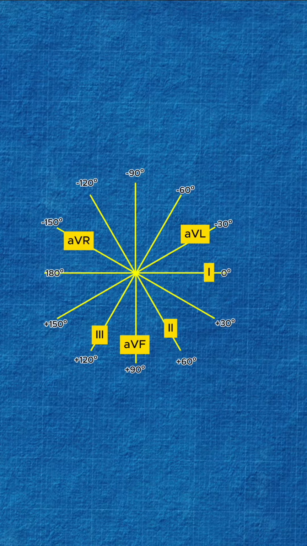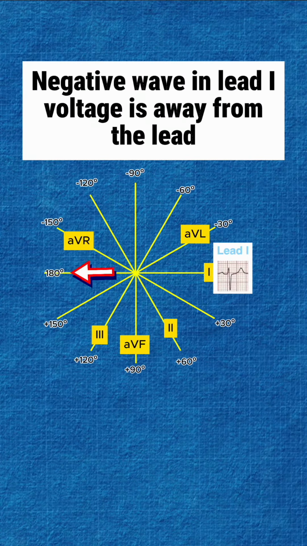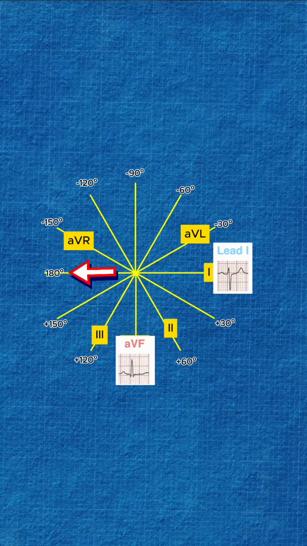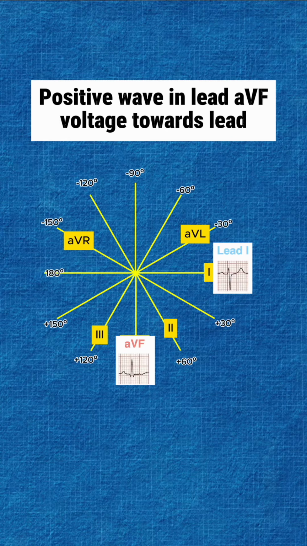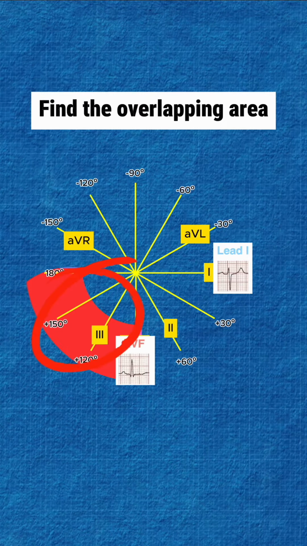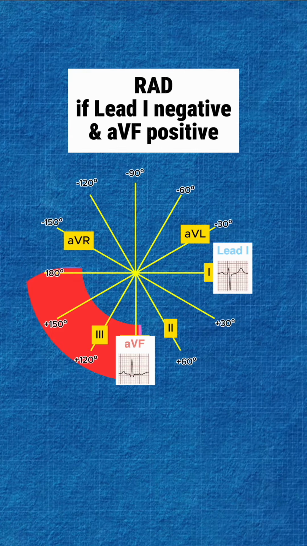Another example, here lead 1 is predominantly negative. So the vector should be somewhere in this area, around 180 degrees. And lead aVF is positive. So the vector should be in the 90 degree area. So the corresponding area is this area, which is the right axis deviation area, between plus 90 to 180 degrees. So this is a right axis deviation.